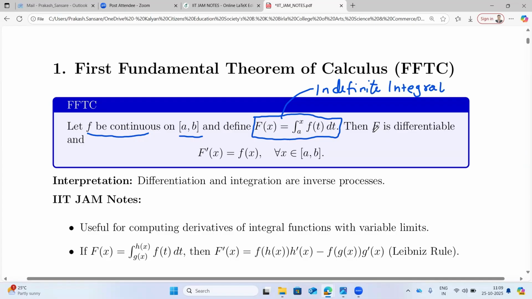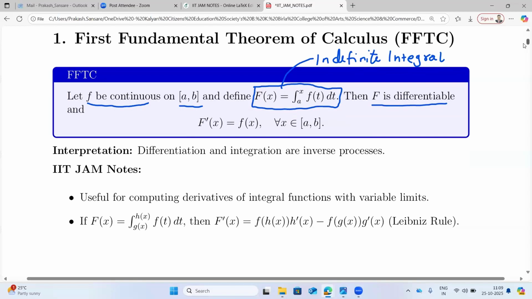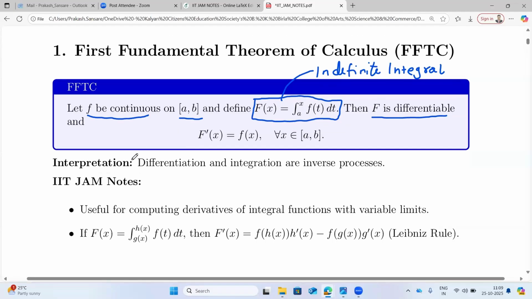Then it says that your capital F is differentiable. Further, it also gives a relation between capital F and small f, that is, F dash x is equal to f of x. So the interpretation is that differentiation and integration are inverse processes. This is what the first fundamental theorem of integral calculus says.